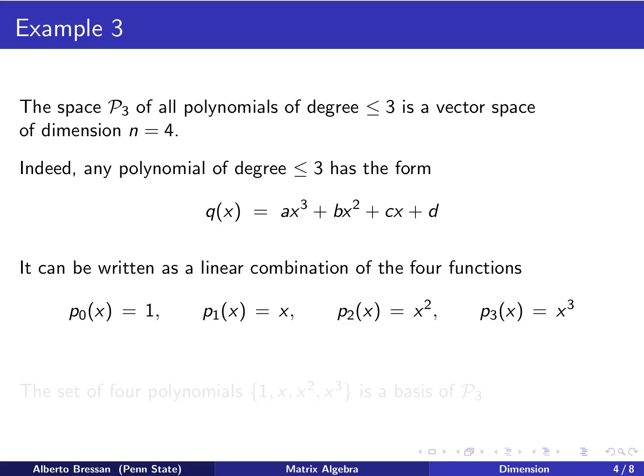So we see that any polynomial of degree less than or equal to 3 is written as a times P3 plus b times P2 plus c times P1 plus d times P0. And furthermore, the set of these functions P0, P1, P2, P3 is independent. Therefore, this set of 4 polynomials forms a basis of the space P3.